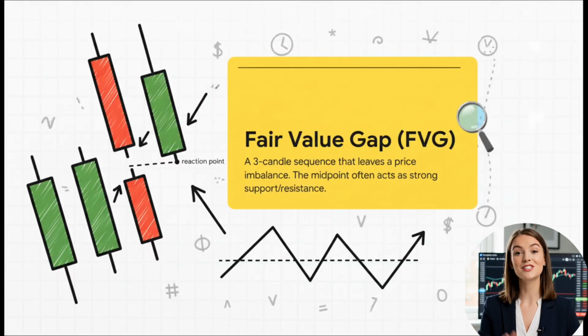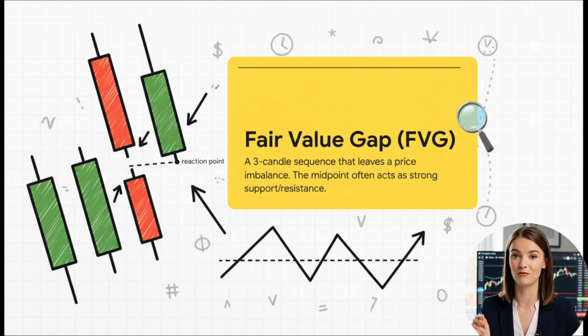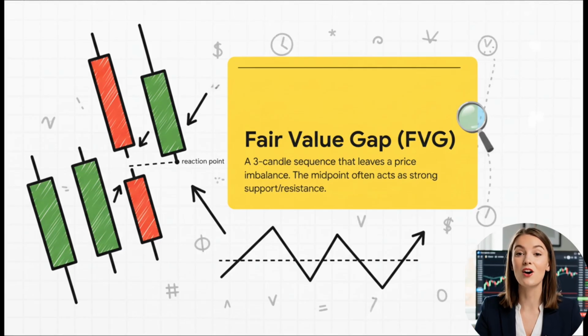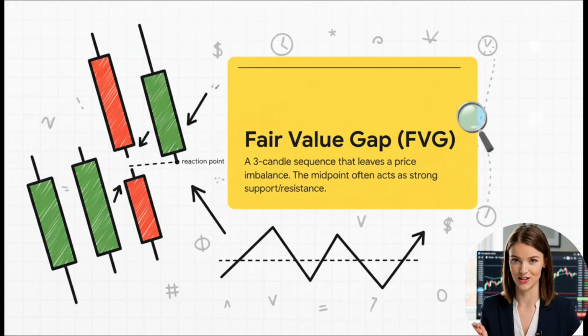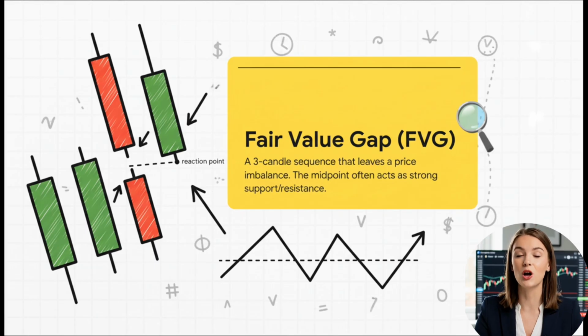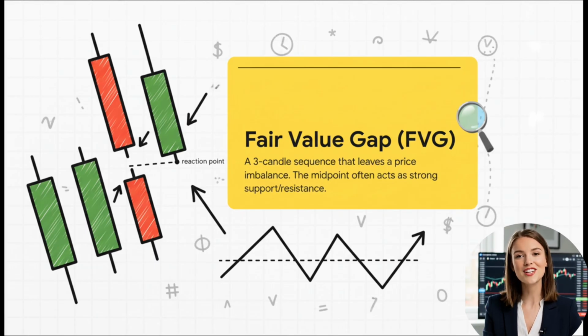A more advanced clue is something called a fair value gap. This happens when the price moves so fast and so hard in one direction that it literally leaves an imbalance or a gap in the market. The pros know that when price eventually comes back to fill in that gap, especially the halfway point, it can trigger a really sharp, powerful reaction.